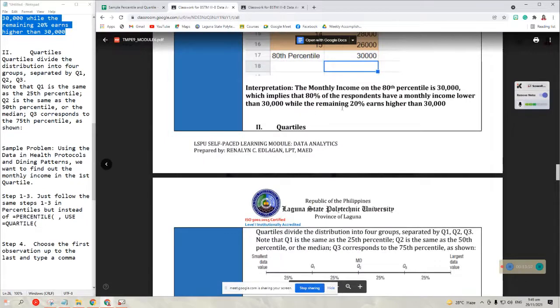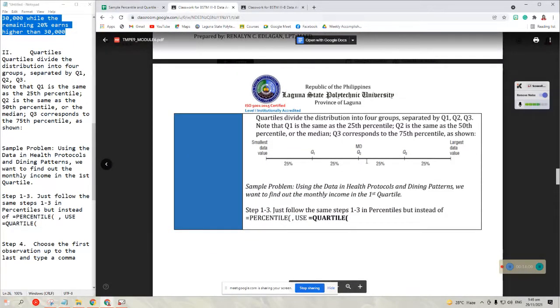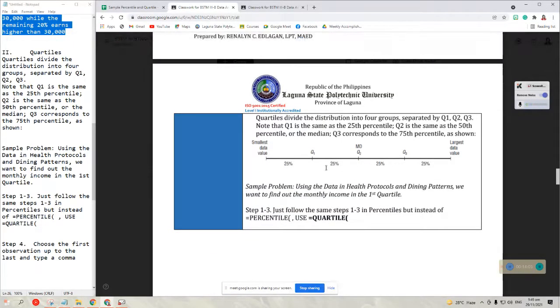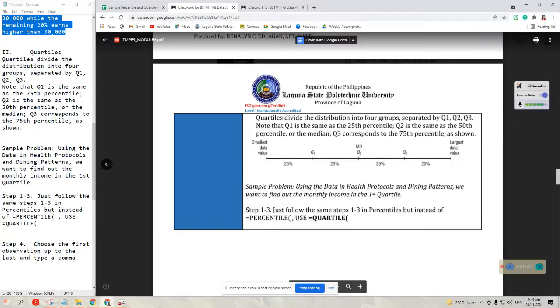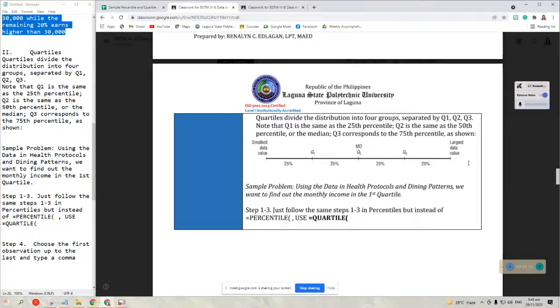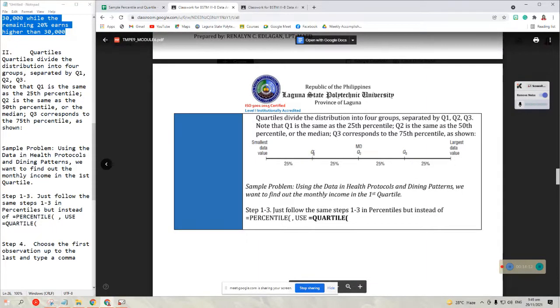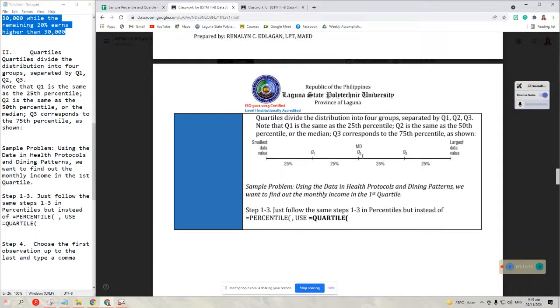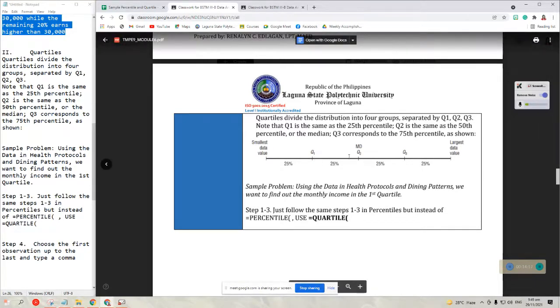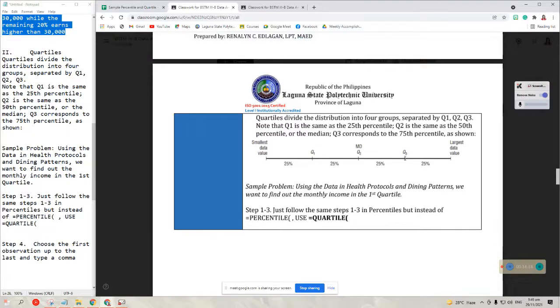So, ito po yung drawing ng distribution ng quartiles natin. So, the minimum value is the smallest value in the data set. Nandito siya sa dulo. Largest data value, nandun siya sa extreme sa taas. And then, meron tayong tatlong quartiles. Quartile 1, quartile 2, quartile 3. Tapos, makikita nyo dito sa quartile 2, may nakasulat sa taas na MD. Ibig sabihin, yung quartile 2 po, it corresponds to the median.